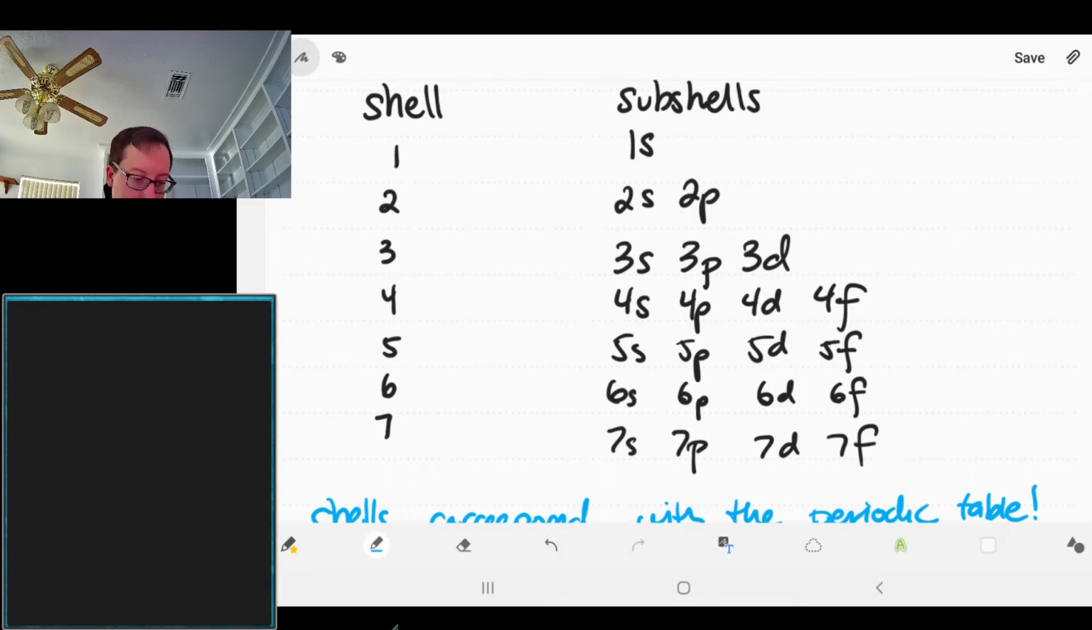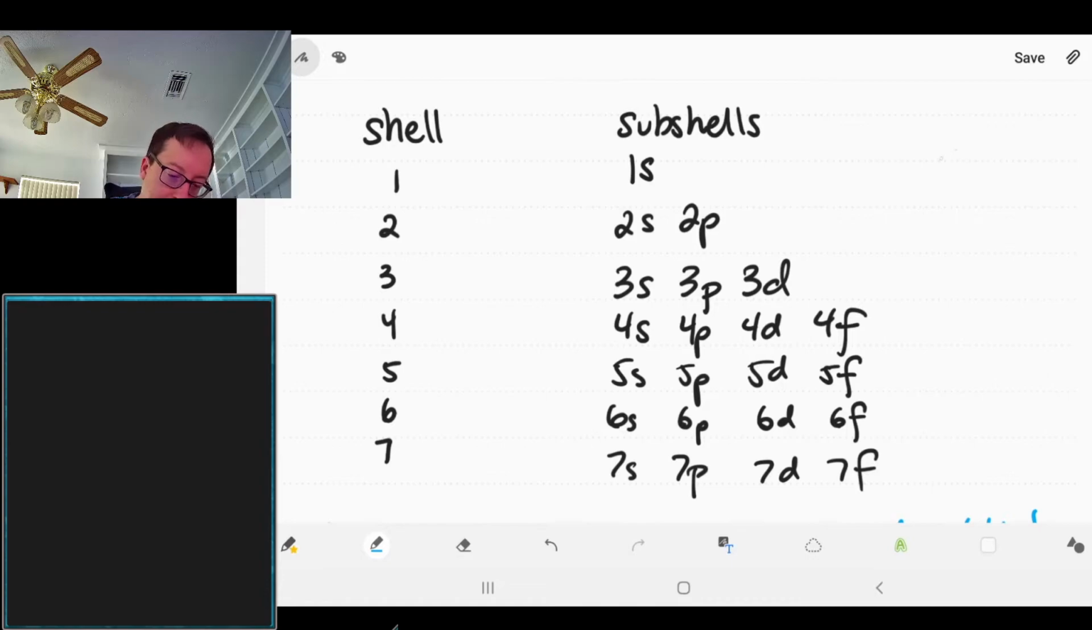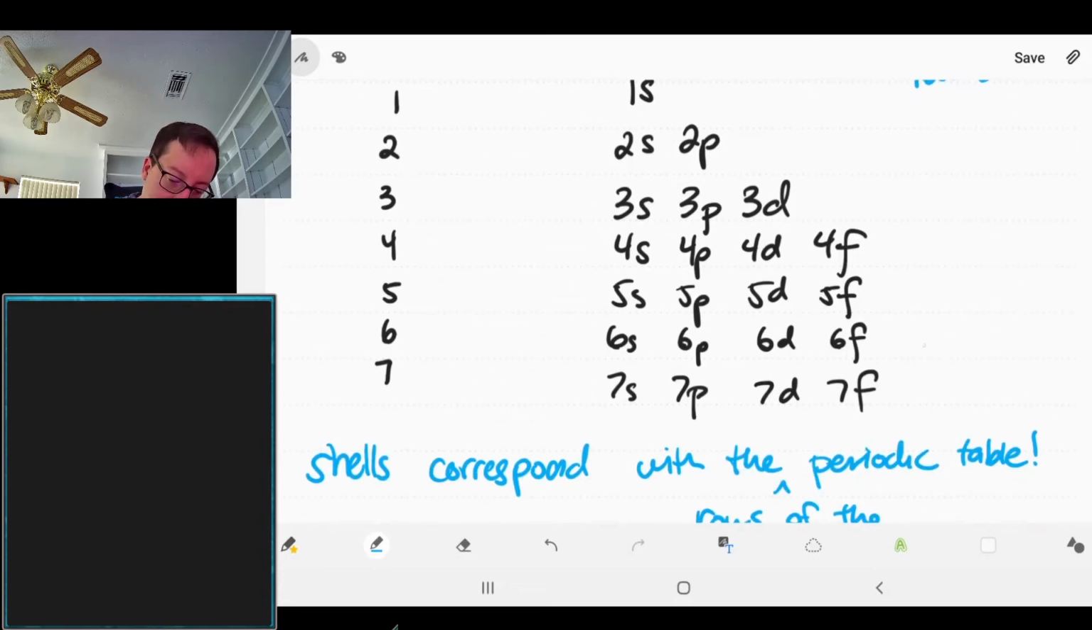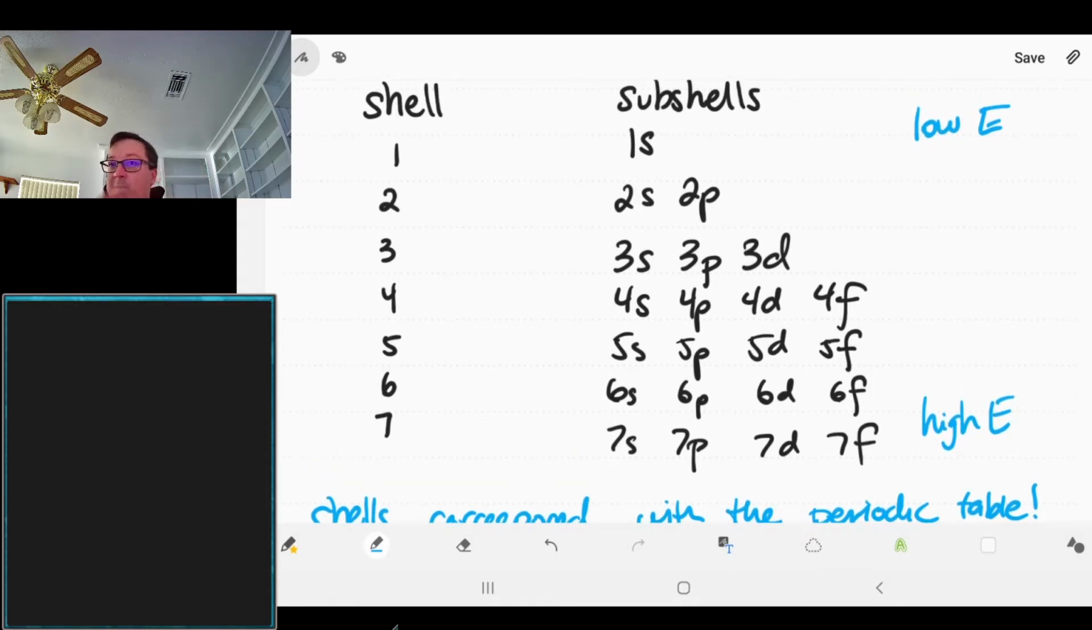So, again, here we have, generally speaking, our lower energy ones up top and our higher energy ones on the bottom. And we're going to say that we're going to go to a concert.